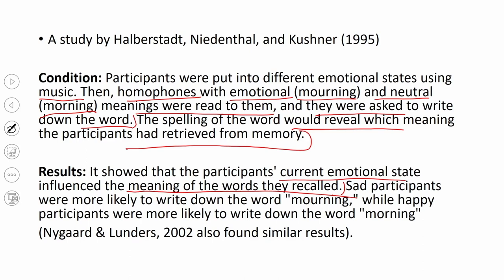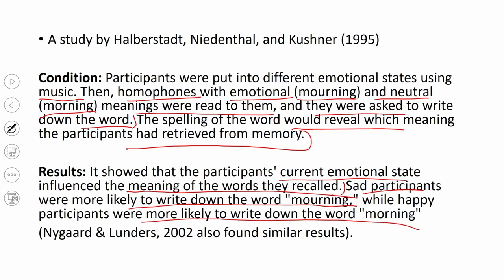So, sad participants were more likely to write down the word mourning, while happy participants were more likely to write morning. So, their present emotional state, which was artificially induced, also influenced which word they remembered. So, this is an example of mood congruent memory through this experiment.